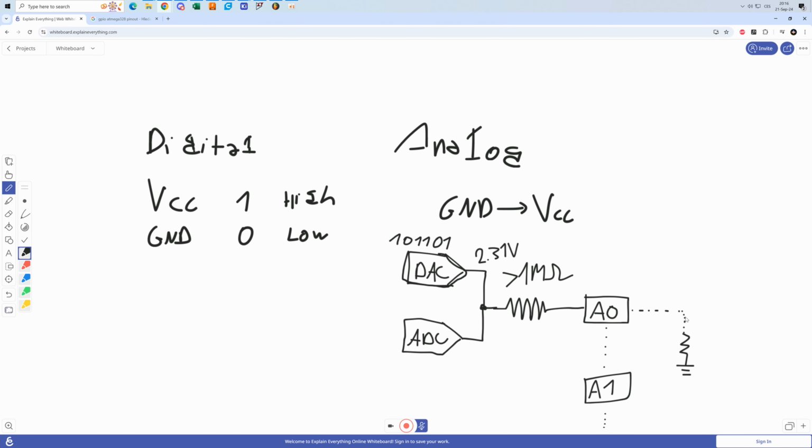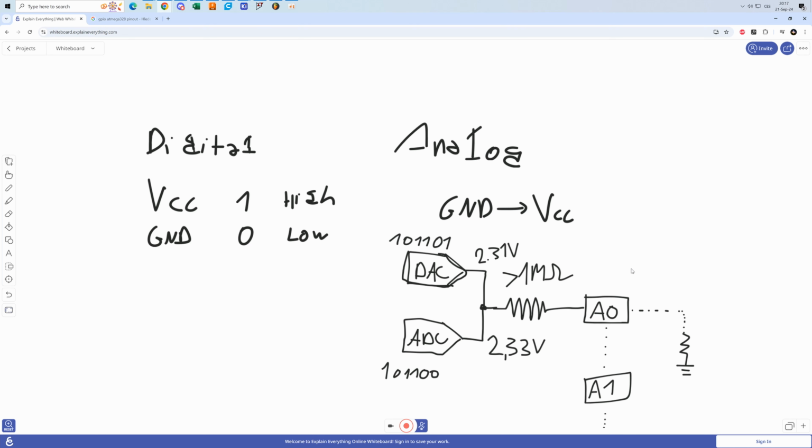Now, if you're doing the opposite, if you have an analog voltage on the input, well, then you are feeding some kind of voltage over here, let's say 2.33 volts or whatever voltage. And now the microprocessor, to understand it, needs this analog to digital converter, which will convert this analog value to some ones and zeros that the microprocessor can distinguish.